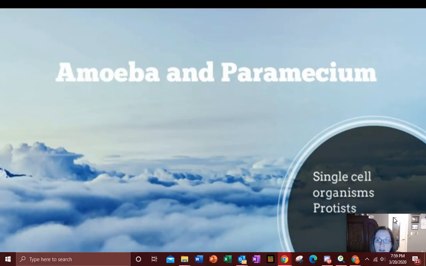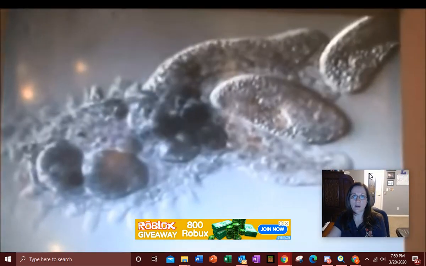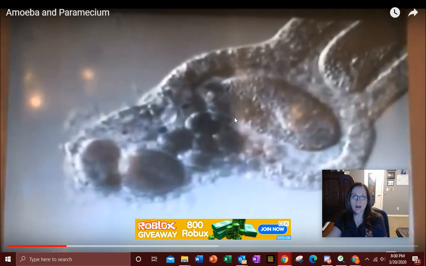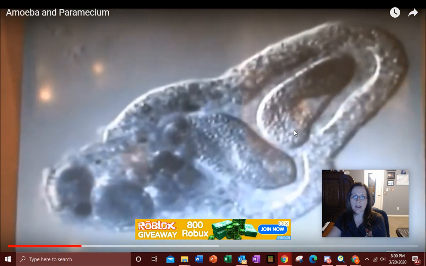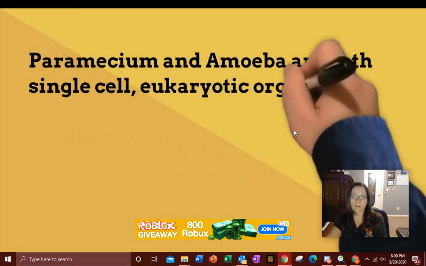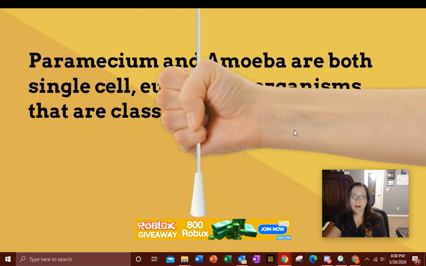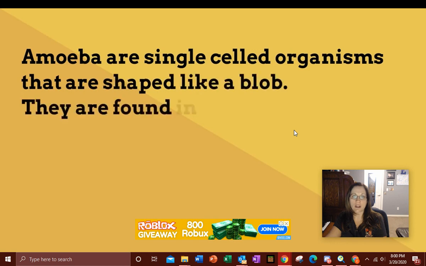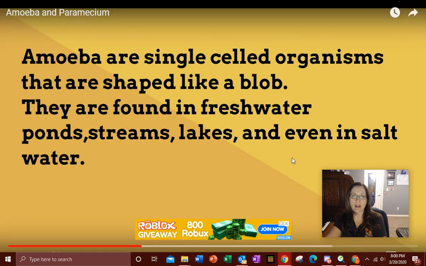So single cell organisms are classified as protists. So this is the amoeba, and it is surrounding the paramecium. And this is how the amoeba is actually eating the paramecium. The paramecium and the amoeba are both single-cell eukaryotic organisms that are classified as protists. Amoeba are single-celled organisms that are shaped like a blob. They are found in freshwater, ponds, streams, lakes, and even in saltwater.